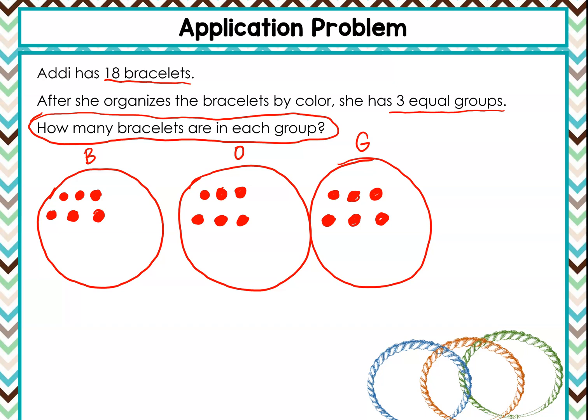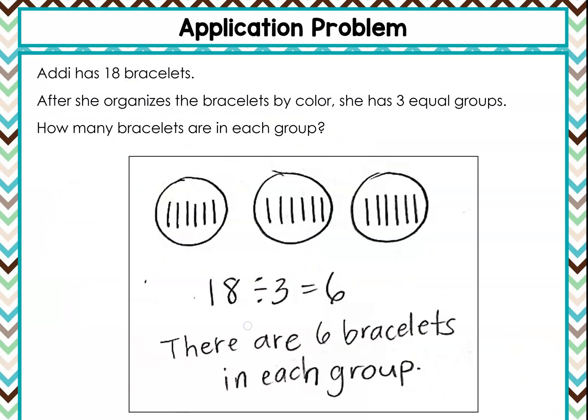So what did we find? We knew she had 18 bracelets to start, and then she separated them by color into 3 equal groups. Remember, the question we were being asked is how many bracelets are in each group? So let's count those. In each equal group, we have 1, 2, 3, 4, 5, 6 bracelets. So she has 6 bracelets in each group.